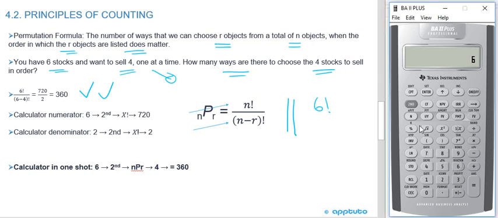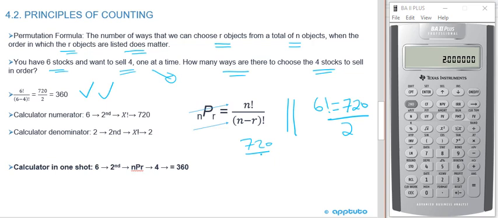So we go to our calculator, 6, second, and above the multiplication, we're getting 720 as our numerator, okay? And we have to do our denominator, which is (n minus r) factorial. And you can see that's easy. That's 6 minus 4, which is 2. So we do 2, second, x factorial, which gives us 2. So we have our numerator, 720 divided by 2, and that's going to give us 360 different ways to choose the stocks.